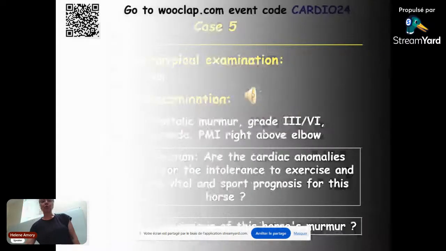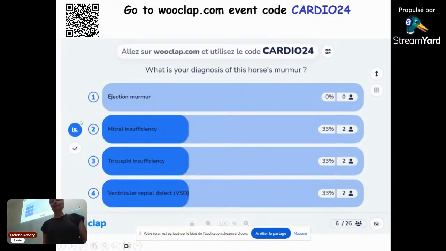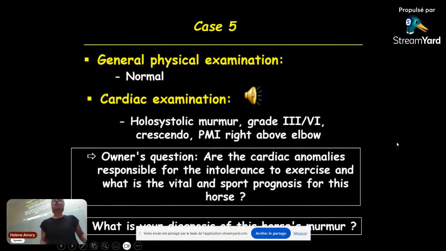Let's see what you chose. Very uncertain. Okay, it's maximal on the right side and only auscultable on the right side. So automatically, we have only 2 possibilities: tricuspid insufficiency or ventricular septal defect. In this horse, now the grade 3 out of 6 for ventricular septal defect, it's a little bit low, maybe. Now it's holosystolic, that it could be.